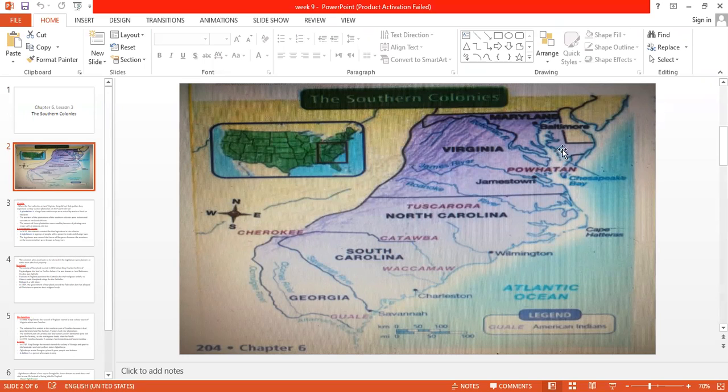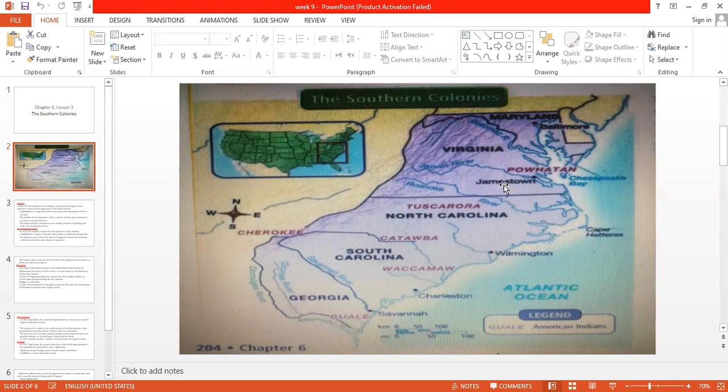So when we zoom in, we have the states of the South. We have Maryland, and then Virginia, and then North Carolina, and then South Carolina, and here in the south, Georgia, okay? All the South, as you can see, is located along the Atlantic Ocean. And here in Georgia, we could find what? Jamestown.